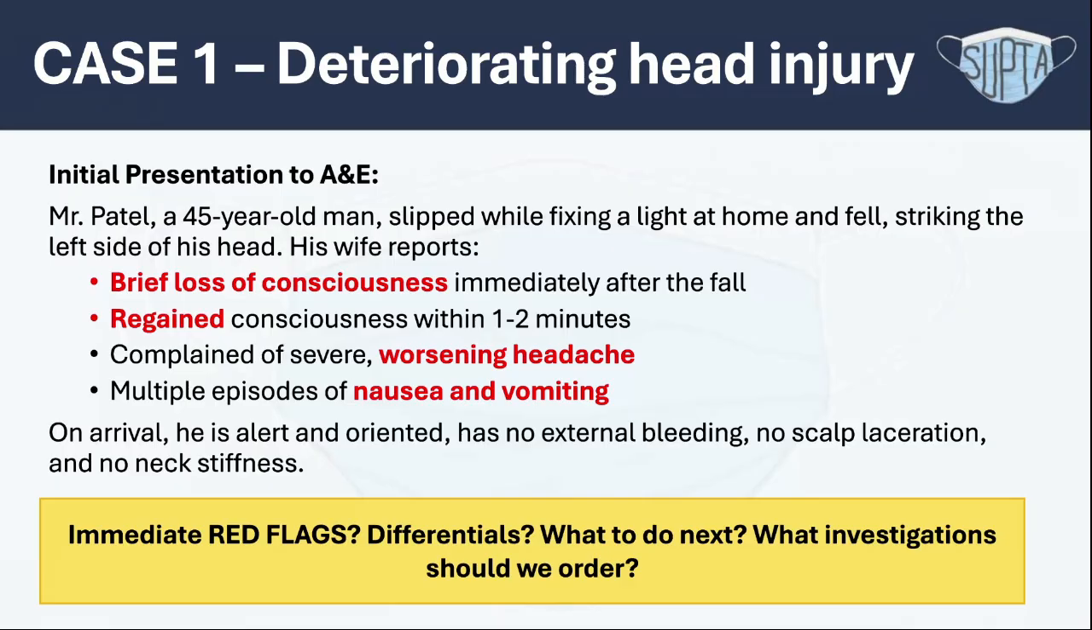Now, at first glance, because he's awake and talking, it might be tempting to feel reassured. But this is exactly the kind of case where we need to be careful. A normal initial examination does not actually exclude an evolving intracranial hemorrhage. At this stage, I want you guys to start thinking a bit more broadly. What are the possible intracranial injuries after head trauma? What is the significance of that brief loss of consciousness, which we'll come into as well, and which features in this history make you worry that this could be a serious intracranial event rather than just a minor concussion?